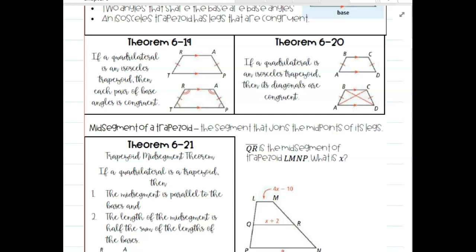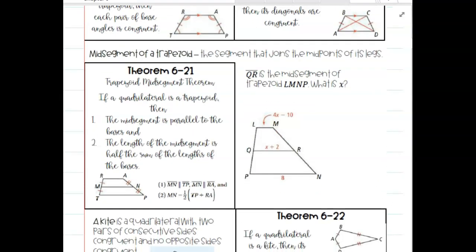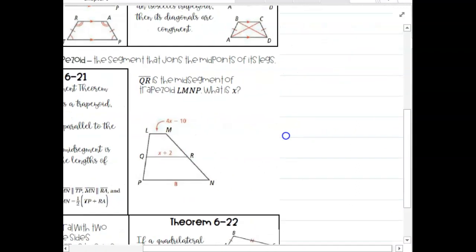Theorem 620 talks about the diagonals. So the diagonals, kind of like the diagonals of a rectangle, the diagonals of a trapezoid are congruent. Okay, now, Theorem 621 talks about the mid-segment of a trapezoid, which I put the definition up here. It's a segment that joins the midpoints of its legs.